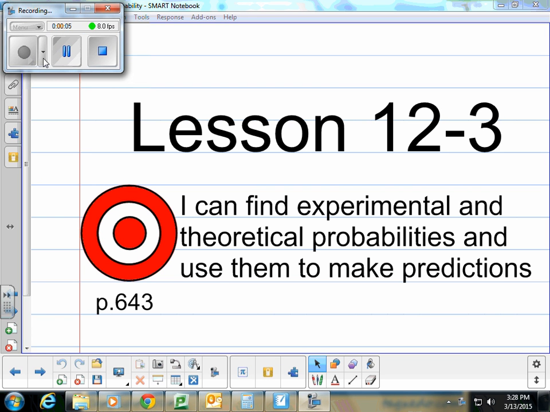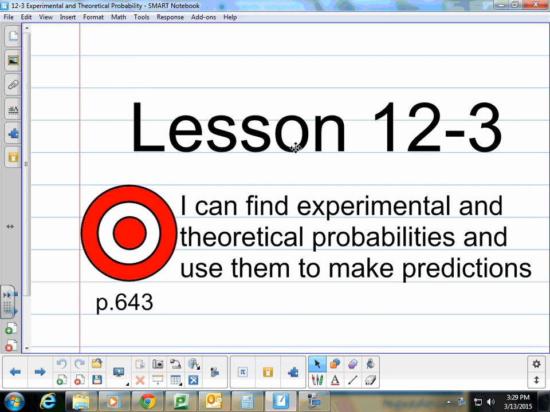Kind of going out of order today, and we're starting on page 643. I can find experimental and theoretical probabilities and use them to make predictions. There's a little bit of vocabulary in this, so keep track of that so you know what you're looking for when you hear different words.